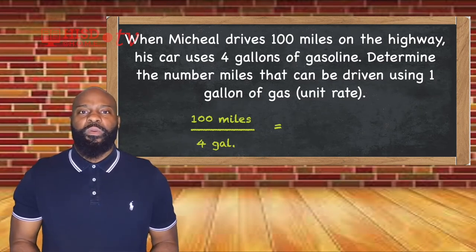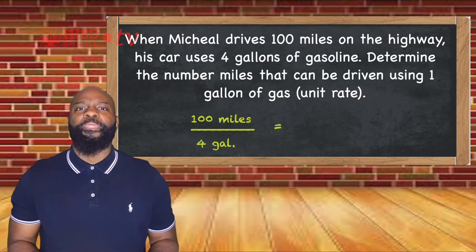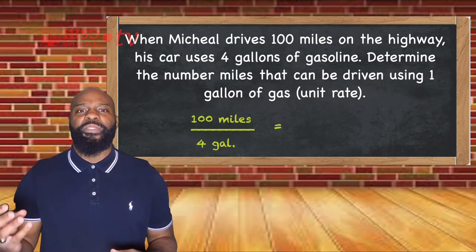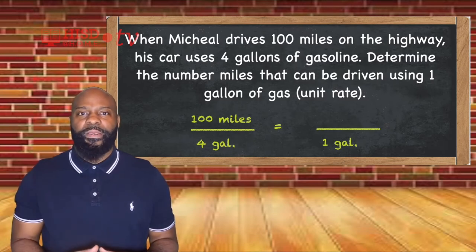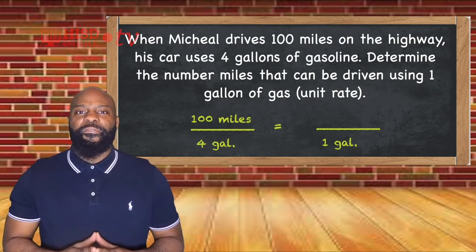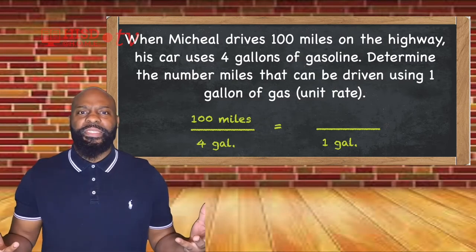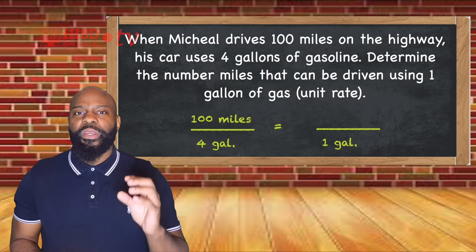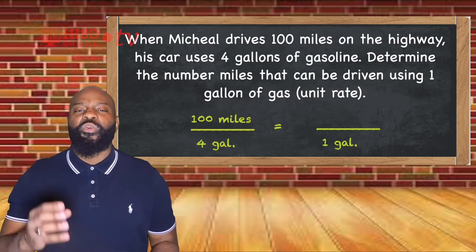All right, so we put the 1 gallon of gas and we match that with the 4 gallons of gas. By matching, I mean placing that in the denominator. Since 4 gallons of gas is in the denominator, we're gonna place the 1 gallon of gas in the denominator as well, right? On the right side of the equal sign. So now that I have that set up, I'm gonna say, how can I get from a bigger number, meaning 4 gallons of gas, to a smaller number, meaning 1 gallon of gas? And it's fairly simple. How do I get from the number 4 to 1? What operations will allow me to get from a bigger number to a smaller number?